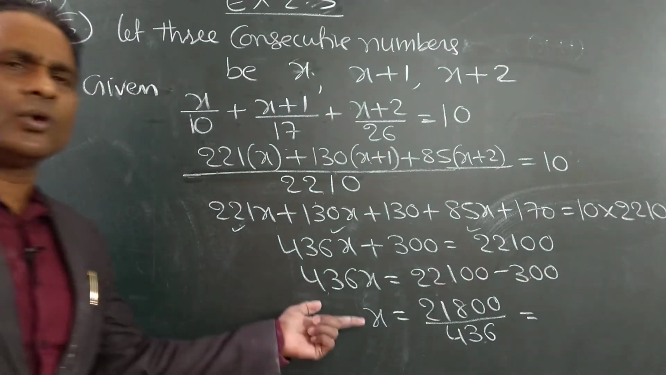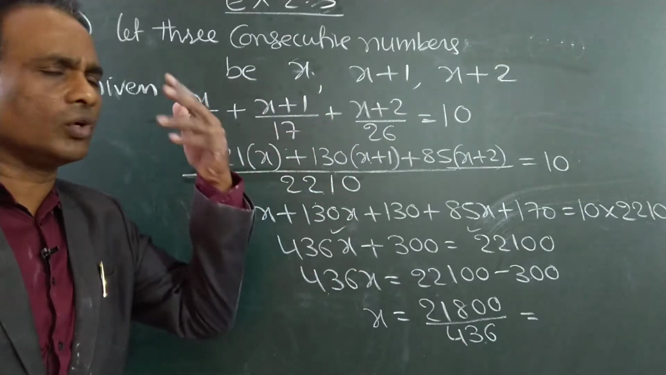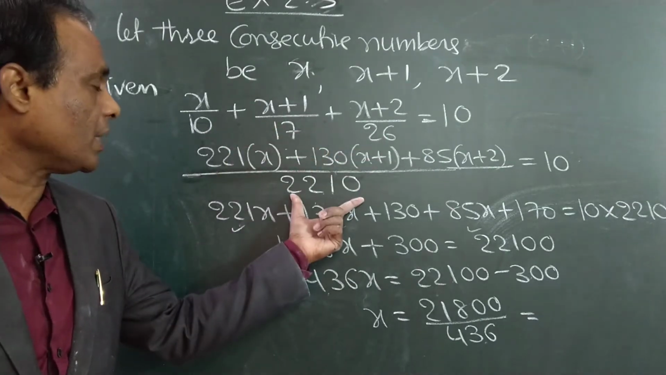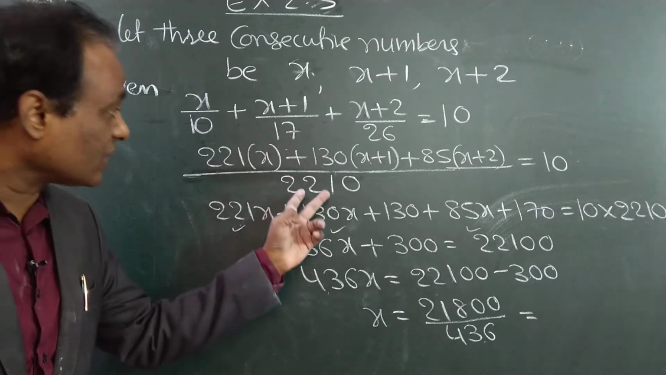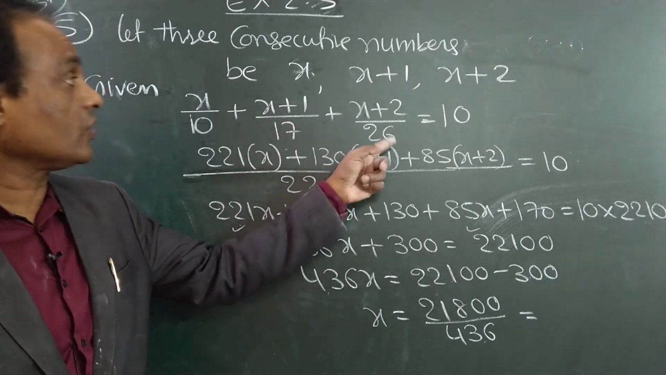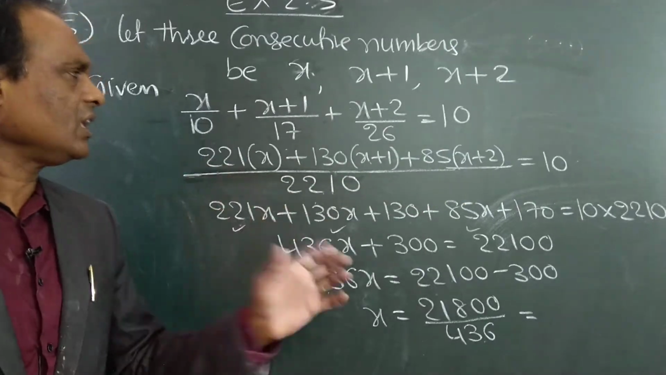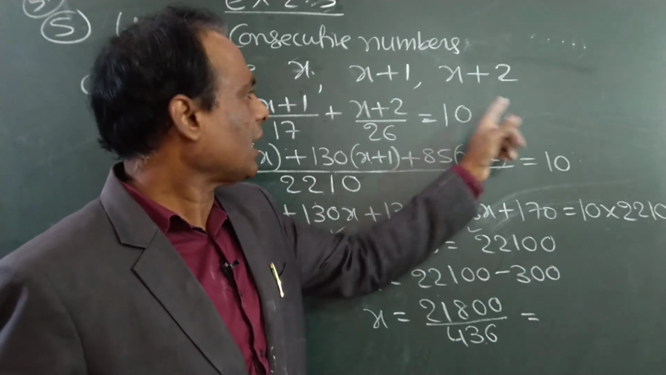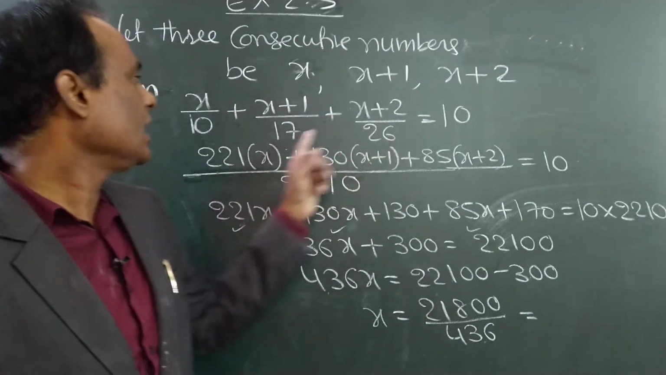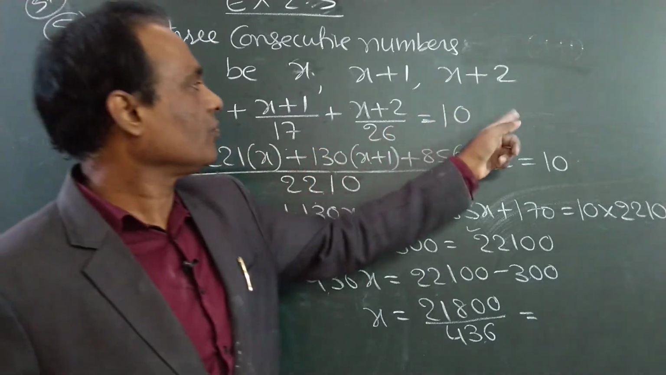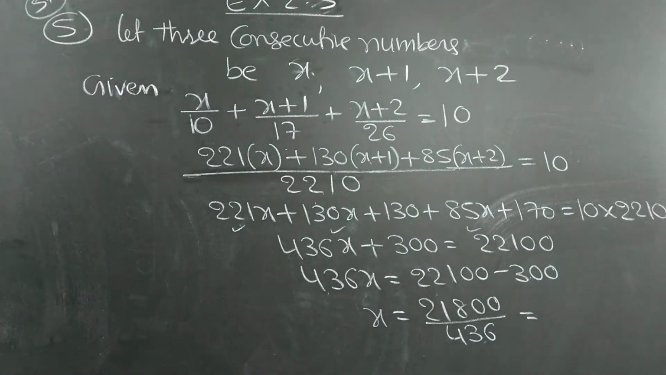See, the concept is simple, but simplification is very difficult because for 17 we don't have factors. So LCM is a big number: 10 times 221 into x, 17 times 130 into x plus 1, 26 times 85 into x plus 2. If you want it a little easier, you take one term to the right side, take LCM only for these two and LCM for this and this on the right side. That also you can do. After that you can cross multiply.